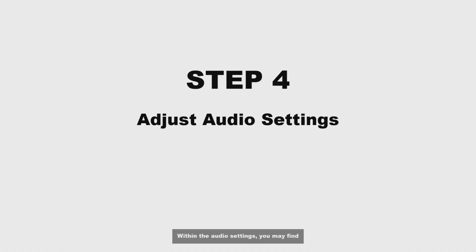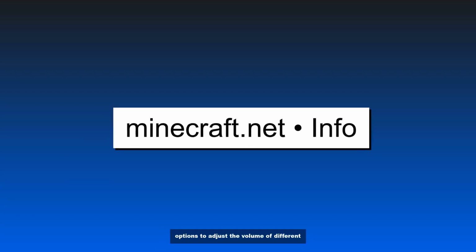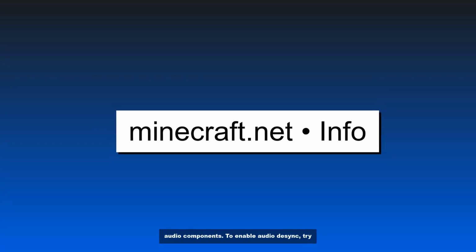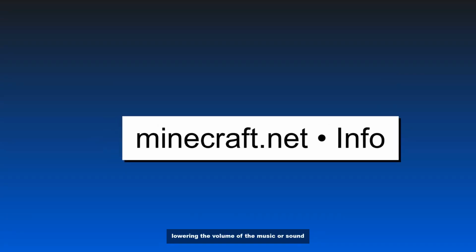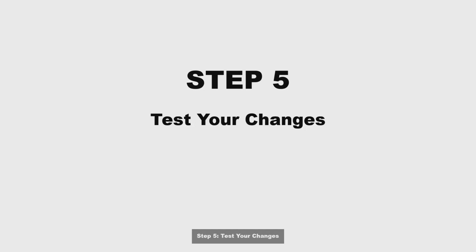Step 4. Adjust audio settings. Within the audio settings, you may find options to adjust the volume of different audio components. To enable audio desync, try lowering the volume of the music or sound effects to create a noticeable delay.